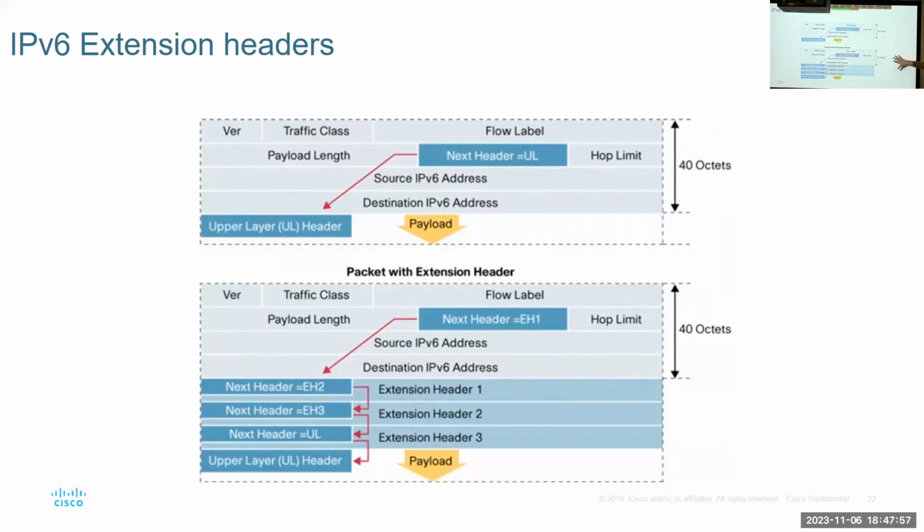Yeah, so like I said, normally it just points to the upper layer header, but if it has extensions, it points to another header inside IPv6's packet header.